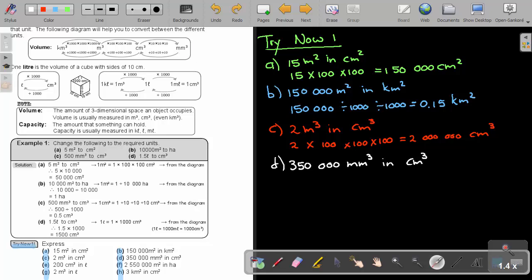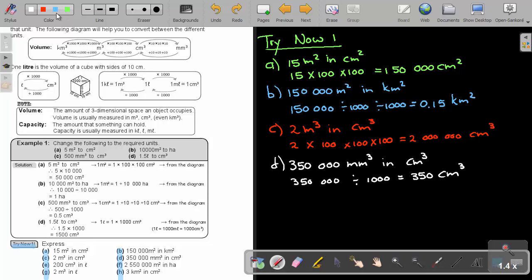Let's look. Cubic millimeters, and I must go to cubic centimeters. So I divide by 10, divide by 10, divide by 10. So it's actually just divide by 1,000. Okay, so it's going to be 350,000, and I divide with that 10, 10, 10, which is 1,000. And that will give me an answer of 350 cubic centimeters.